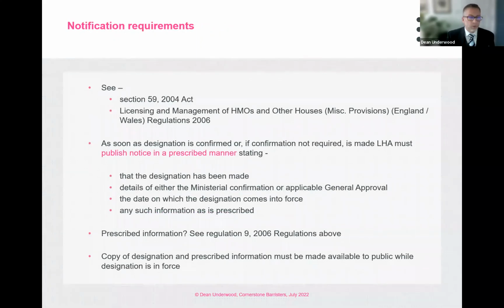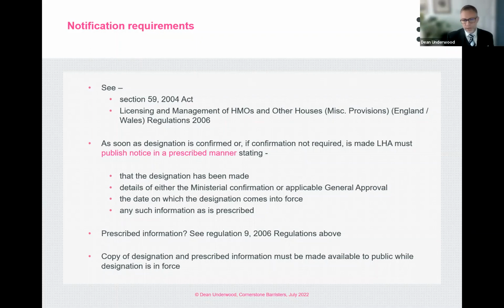There are, as again many of you will know, notification requirements that unsurprisingly follow the making of a designation to ensure that the public and anyone affected by it is aware that it's been made. And you will find these provisions in section 59 of the 2004 Act insofar as they apply to additional licensing, and in secondary legislation, being the Licensing and Management of HMOs and Other Houses (Miscellaneous Provisions) (England) or, as the case may be, (Wales) Regulations 2006. In short, as soon as a designation is confirmed, or if confirmation isn't required, then when it is made, the local housing authority must publish a notice in a prescribed manner, stating that the designation has been made, the details of any ministerial confirmation that was required, or if it was applicable, the general approval that applied, the date on which it comes into force, and any such further information as is prescribed.